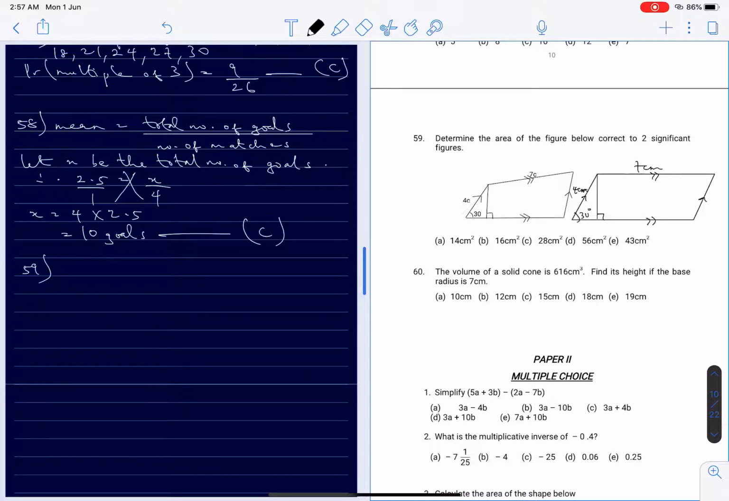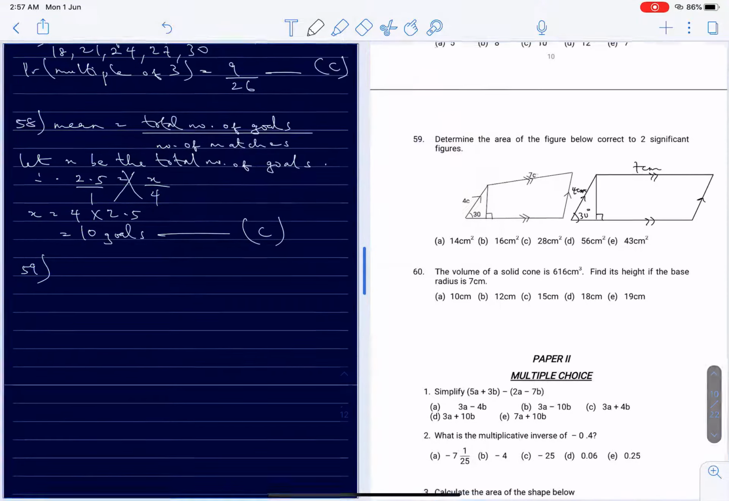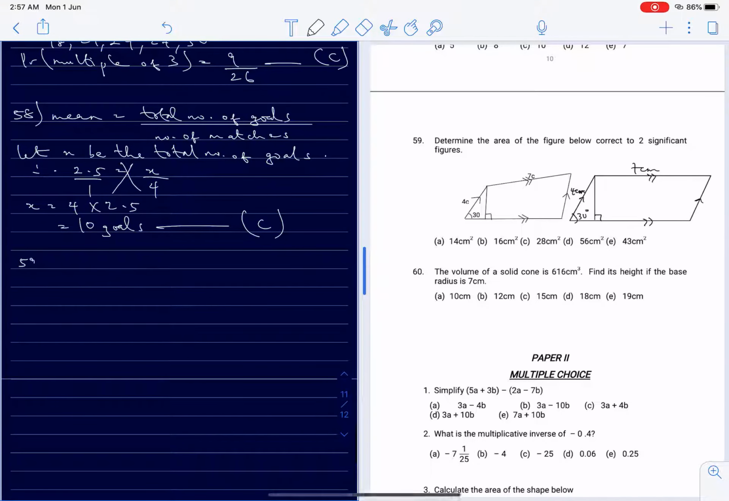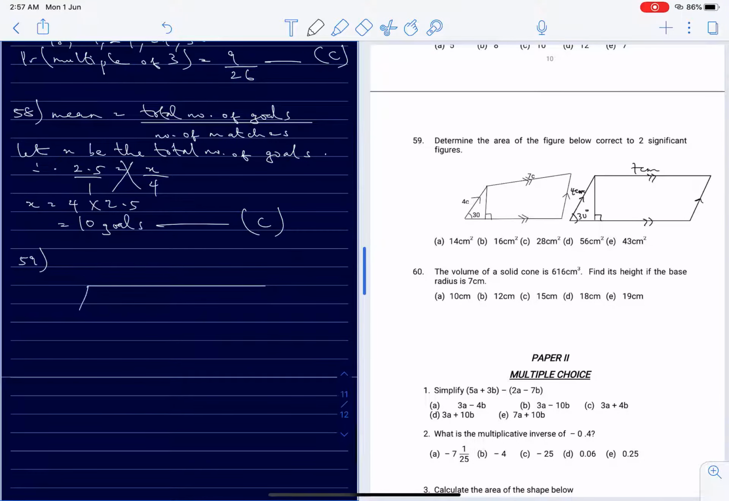So now, how do we find that area? Let me bring it here and see what it looks like. This is the correct diagram. This comes here. Question 59. Now this is the diagram.